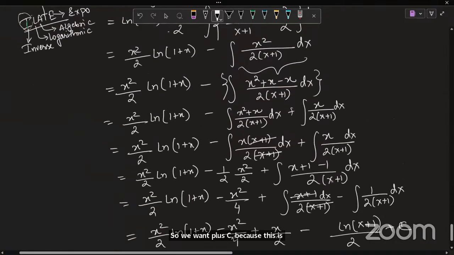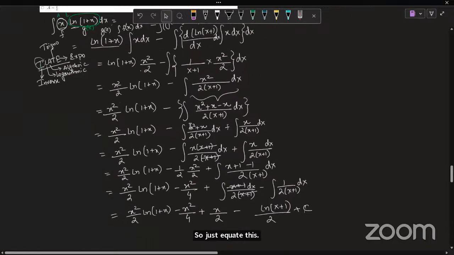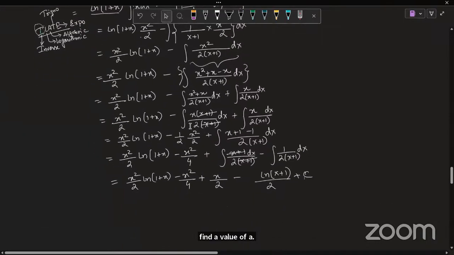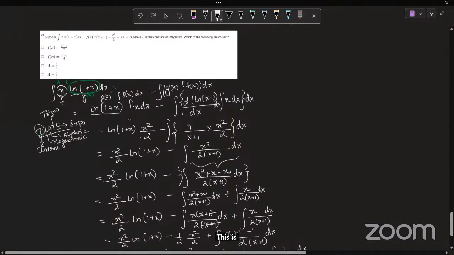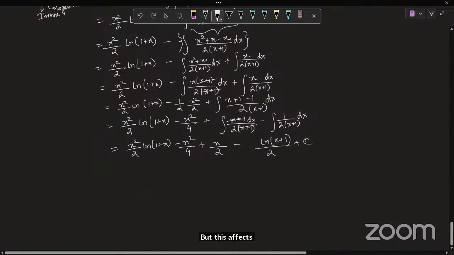So we got our values. So just equate this to the equation we have been given. So you have to find the value of a. This is our a, the coefficient of x is a, and fx is the coefficient of ln x. So what is the coefficient of ln x? This is our last part, fx, and this is our half. Half is our a. Okay.